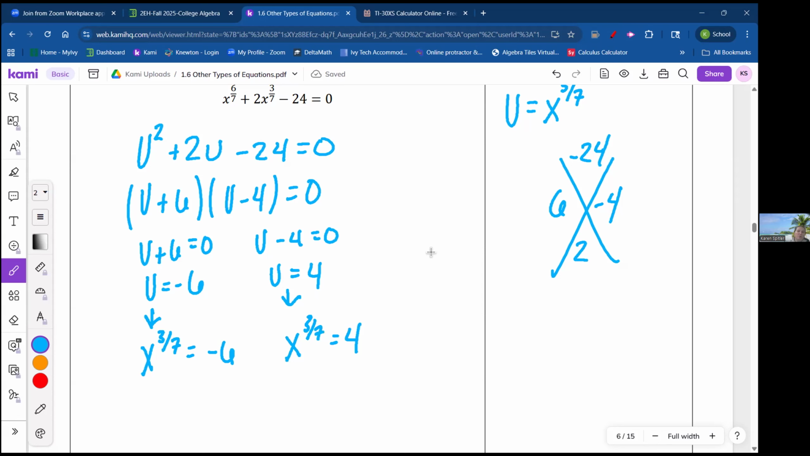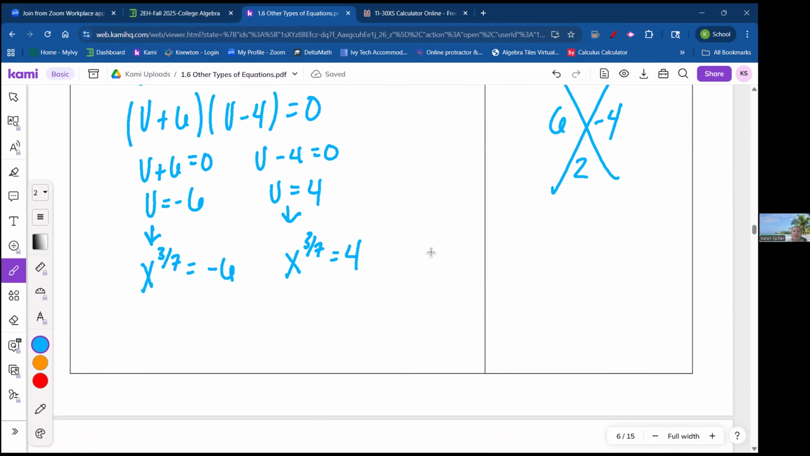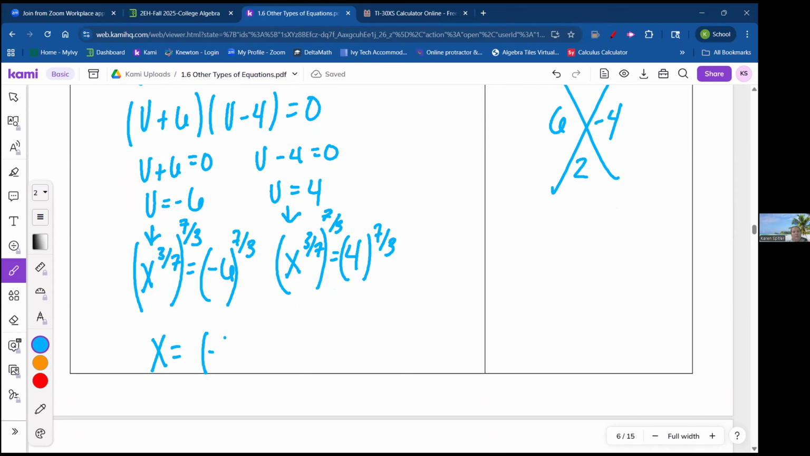Now, this is one of those where I encourage you to not multiply it out because you're going to end up with some weird, crazy decimal. But if you would like to, again, it is not illegal. So for the reciprocal, we're going to raise these to the 7 over 3 power, because that's the reciprocal of 3 over 7. So I get x is equal to negative 6 to the 7 over 3. Please try to put that in parentheses. And same with the 4: x is equal to 4 to the 7 over 3.